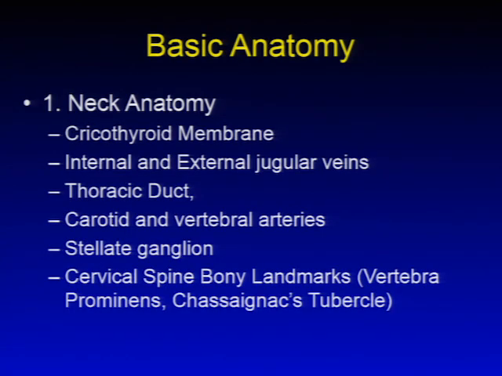In discussing our basic anatomy, I will begin with the neck. In covering the neck anatomy, I will be discussing and reviewing the cricothyroid membrane, internal and external jugular veins, the carotid and vertebral arteries, the stellate ganglion, the cervical spine, and bony landmarks, including the vertebral prominence and Chassaignac's tubercle.